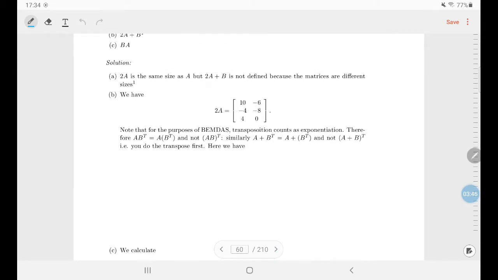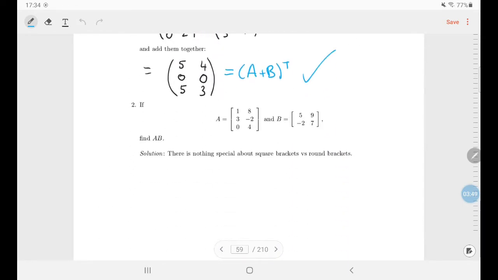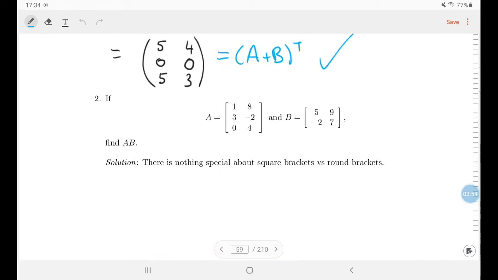Question here. I'm just going to look for space. Yeah, this is to be done down here. Okay, there's nothing special about square brackets versus round brackets. So to multiply A by B, we'll look at the sizes. So the size of A has 3 rows, 1, 2, 3, and 2 columns, so it's 3 by 2. And B is 2 by 2. Now what we might comment is that you can multiply A by B because these middle numbers match, and the matrix we get out is size 3 by 2.